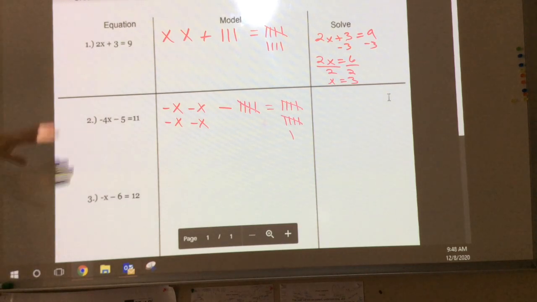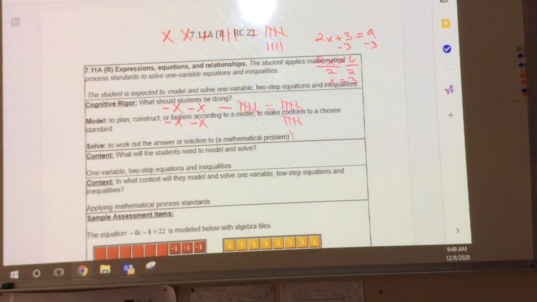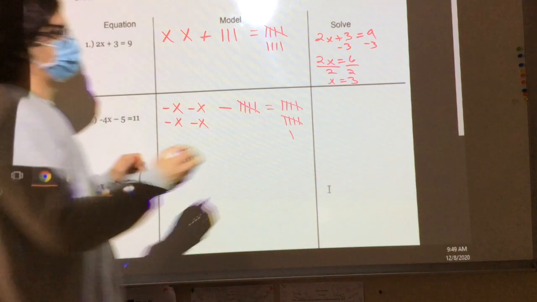All right, can y'all solve that one for me? Don't worry about the model. Can you just solve the actual question? I'm going to pull up what they look like on a test question. All right, what do we get? Negative 4. Negative 4, do we agree? Pretty easy, right?